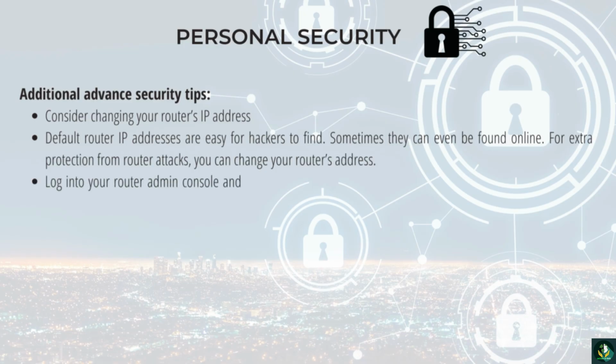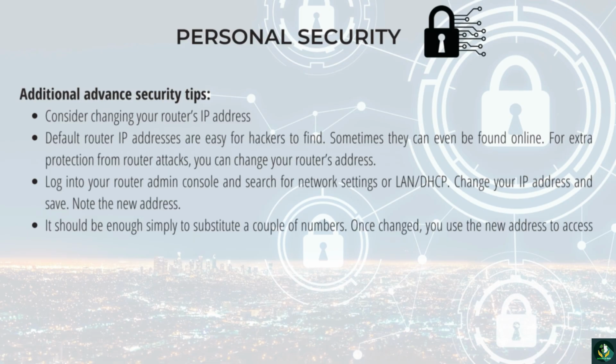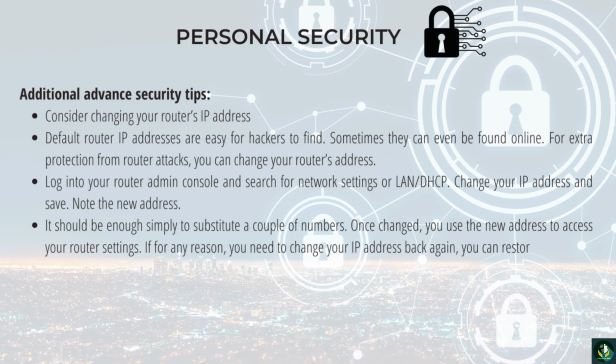Log into your router admin console and search for Network Settings or LAN DHCP. Change your IP address and save. Note the new address. It should be enough simply to substitute a couple of numbers. Once changed, you use the new address to access your router settings. If for any reason you need to change your IP address back again, you can restore your router to its factory settings.